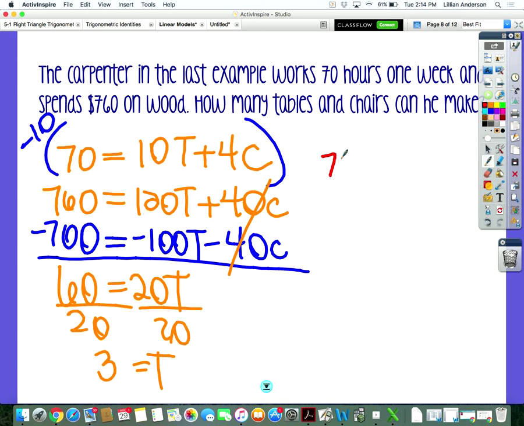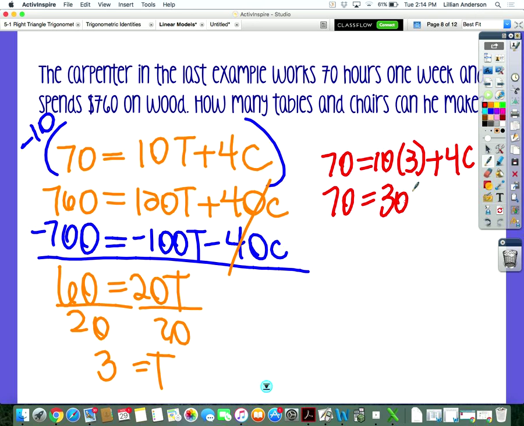I'm going to take the top one because it has smaller numbers. That's 10 times 3 plus 4c. What's 10 times 3? 30. Plus 4c. How do I solve for c? Minus 30. Then divide by 4.